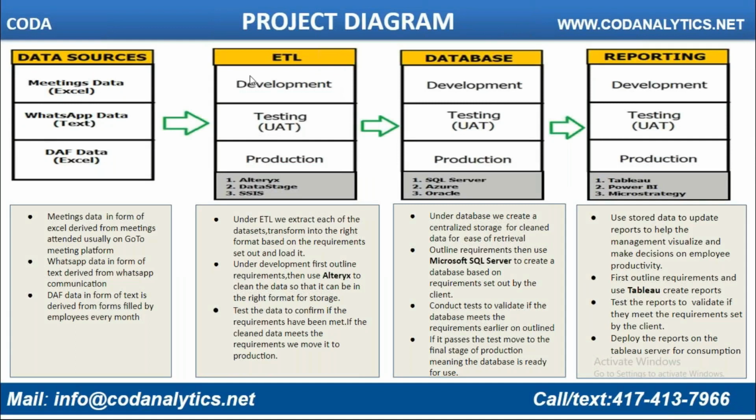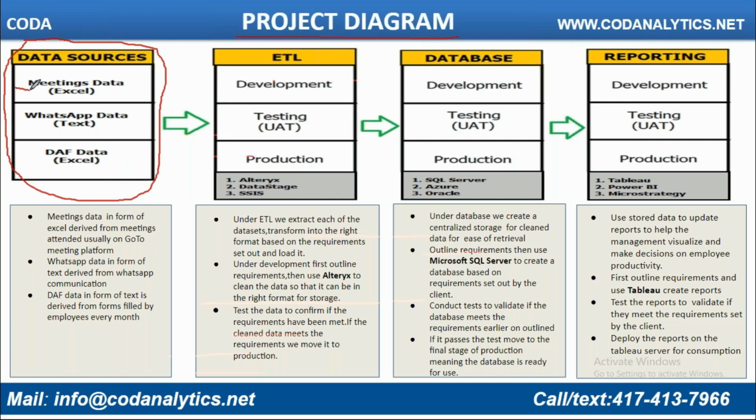So let's now go ahead and look at the next part, which is the project diagram. We have a process of cleaning data, also extracting the data, storing the data, and finally developing reports. So this is the project diagram. The first part is the data source, where we identify the data that we want to use. In the data source, we have three different types of data as we have seen.